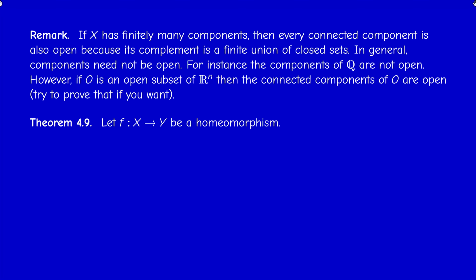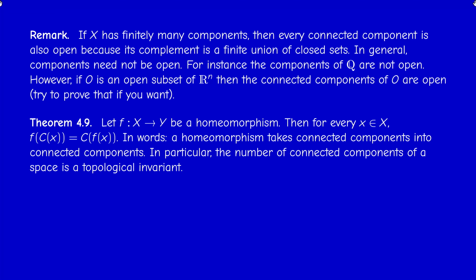Okay. Now, next result. What is the relation between connected components and homeomorphisms? If you have a homeomorphism, small f, between two spaces, X and Y, then f takes components into components. So more precisely, the image under f of a connected component is the connected component containing f of x. So f of C(x) is C(f(x)). So in particular, the number of connected components of a space is what we call a topological invariant.